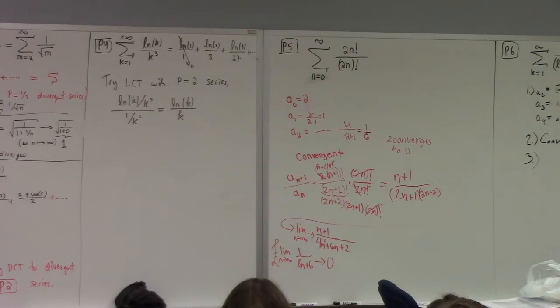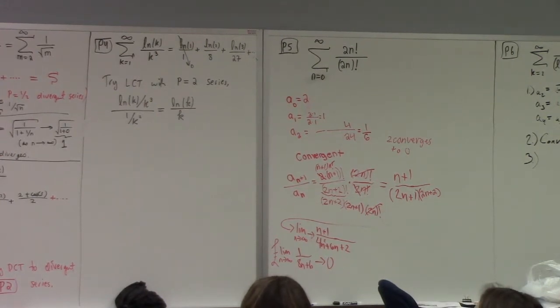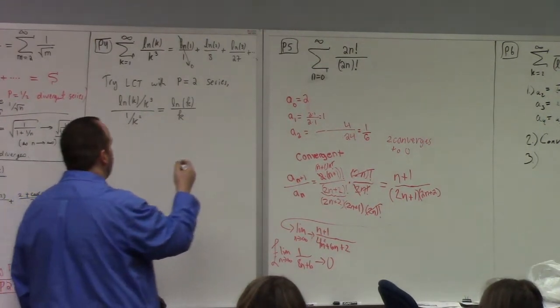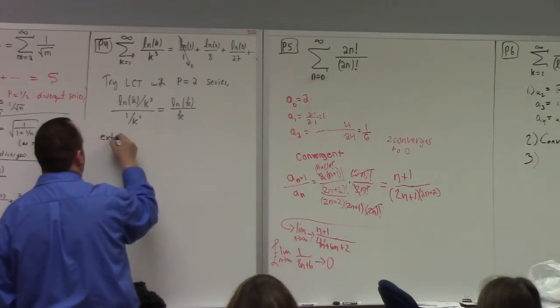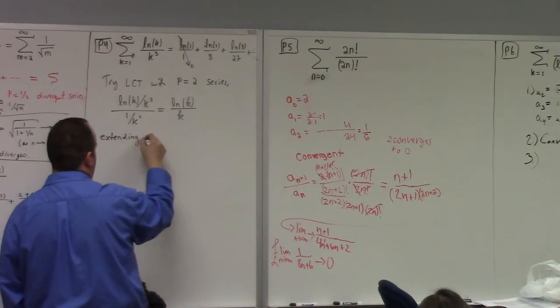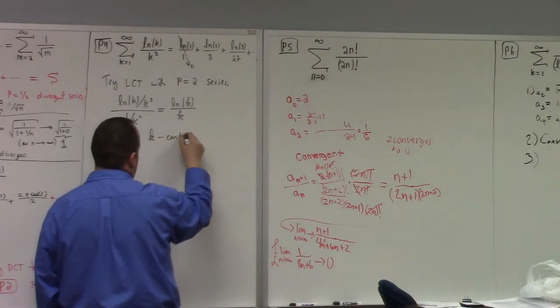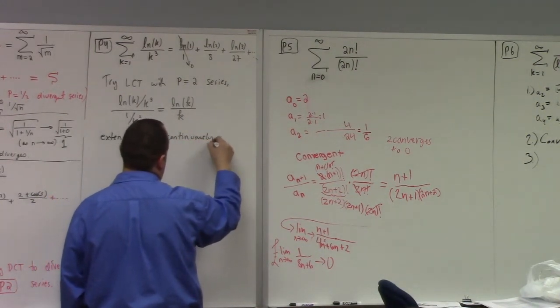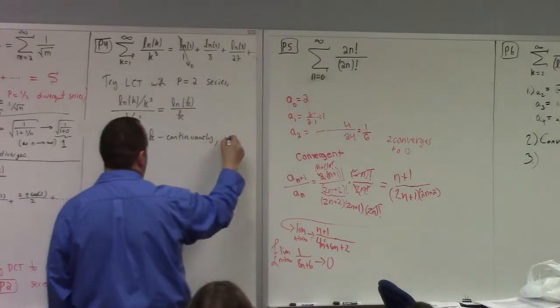This has what type? The limit comparison says take the limit as k goes to infinity, right? I look at the limit as k goes to infinity, and I'm looking at log of infinity divided by infinity. That's infinity over infinity. Extending k continuously, I can apply L'Hopital's rule.